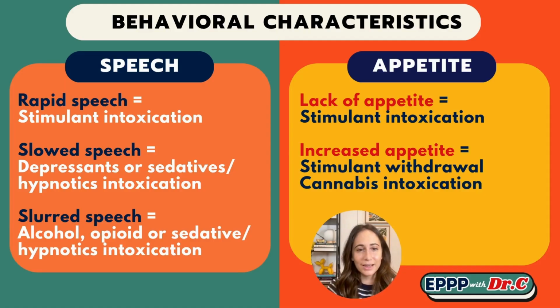Typically we're in stimulant land. What about increased appetite? So similar to what I said previously, what goes up has to come down. With stimulants, when you're intoxicated on a stimulant-based substance, your appetite is no more. When you're withdrawing from the stimulant, the appetite goes way up, so increased appetite. The other type of substance that can be associated with increased appetite would be cannabis. And so that would look like cannabis intoxication.